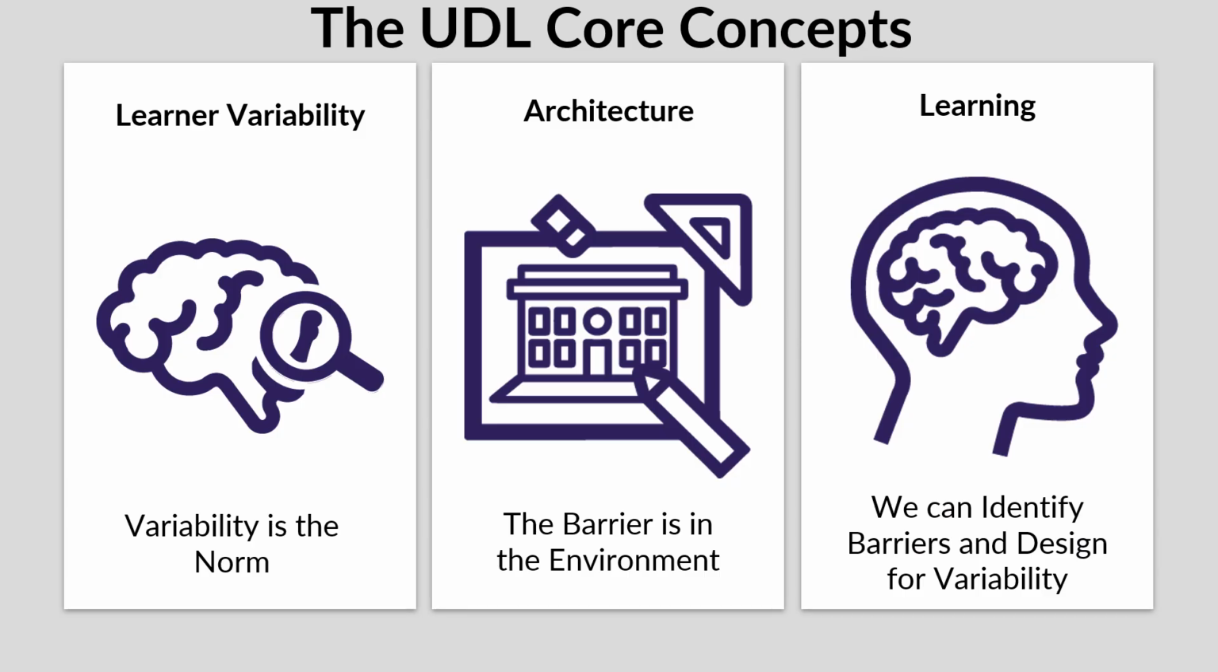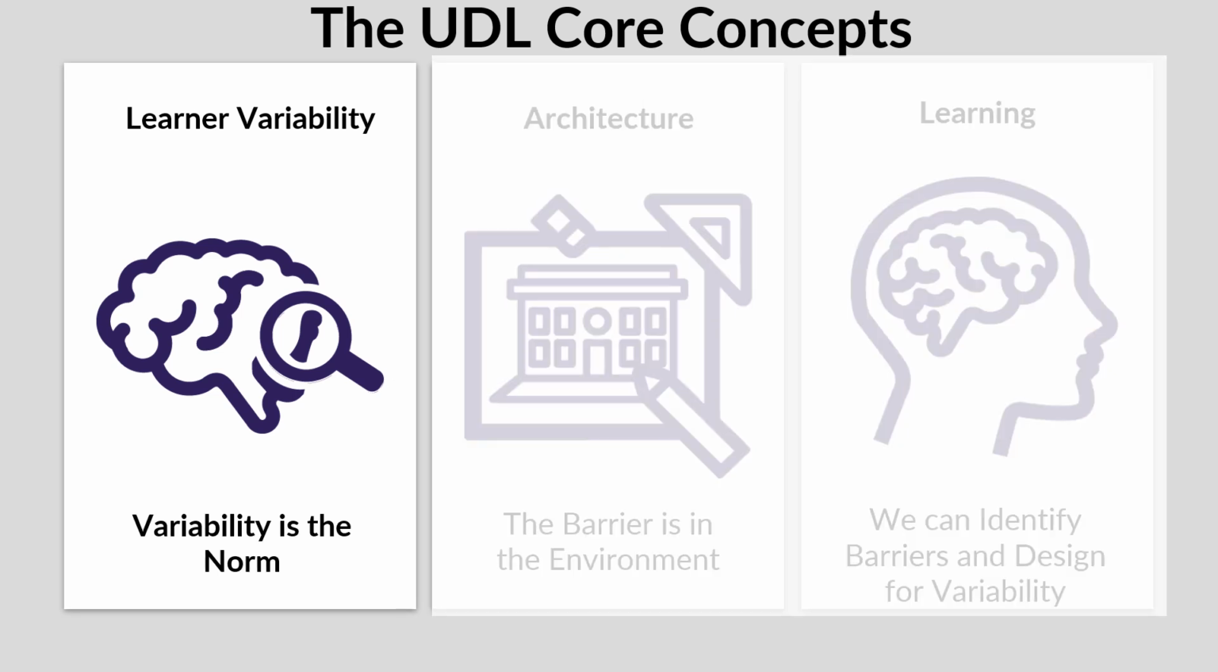This slide is a refresher from September's faculty meeting. There are three core concepts of UDL. Neuroscience or learner variability, which is the variability within every single learner. Architecture design, which says that the barrier is in the environment, not in the learner. And the process of learning, designing for access and opportunity for each learner, whether an adult or child, knowing that learner variability is the norm.